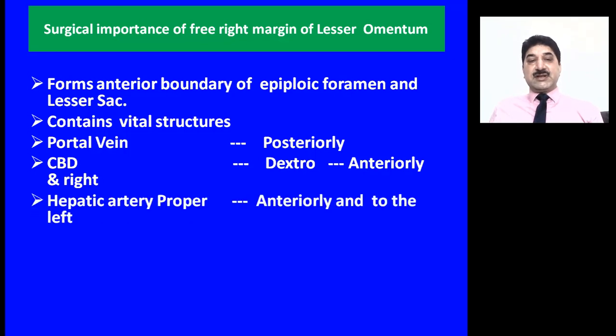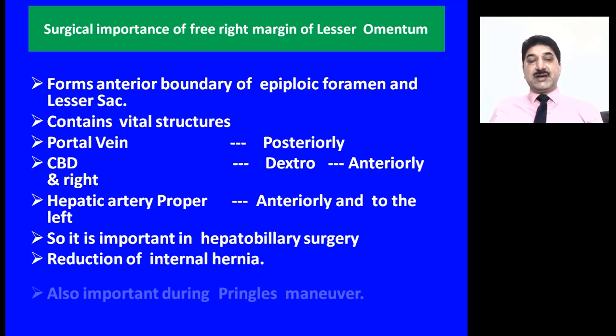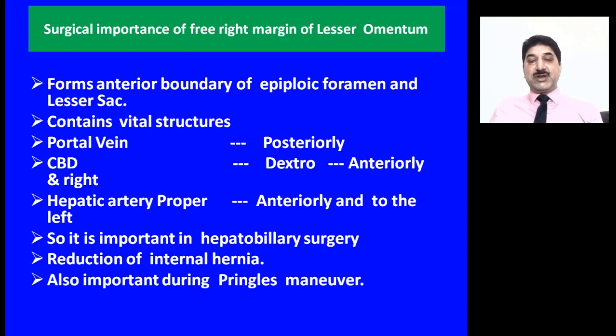A stands for artery, A also stands for anterior. So hepatic artery lies anteriorly and to the left. So because of its contents and topography, free margin of lesser omentum is important in hepatobiliary surgery. Free margin is also important for reduction of internal hernia. It is also important during Pringle's maneuver.